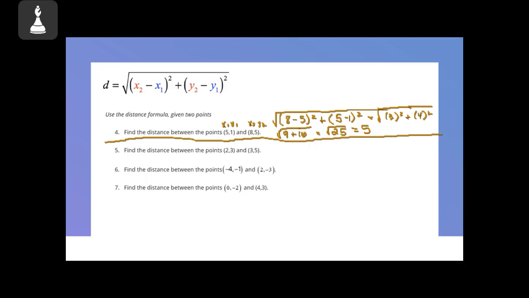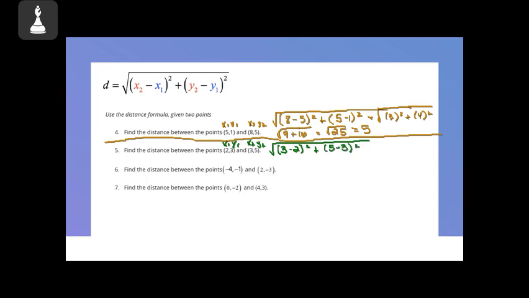Next, we're going to find the distance between the points (2, 3) and (3, 5). Again, the first point is x1, y1. The second point is x2, y2. So we plug into our formula, x2 minus x1, so 3 minus 2, we'll square that. And then y2 minus y1, so 5 minus 3, and we will square that.